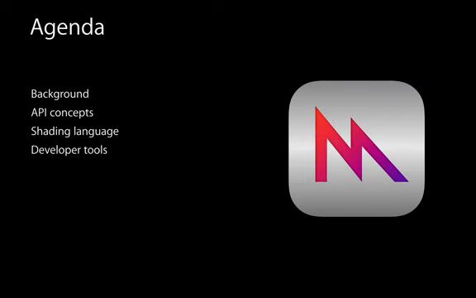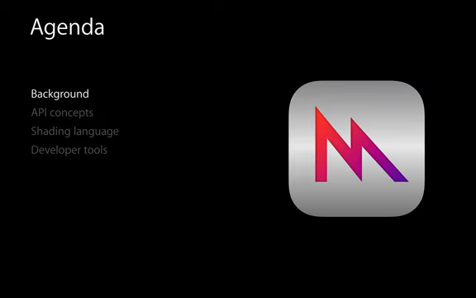Now today, in this session, I'm going to talk to you at a relatively high level about the background, the how and why we created Metal, and some of the conceptual framework for the API. I'll also touch briefly on the Metal shading language and our developer tools. The sessions that follow will go into much more detail about exactly how to use the Metal API and how to build your applications. But we'll keep things at a high level for this session. So first, a bit of background on Metal itself.